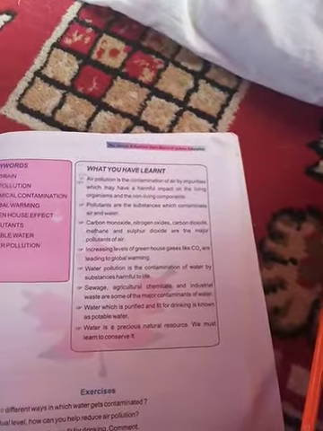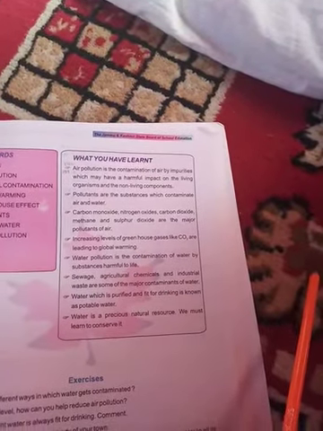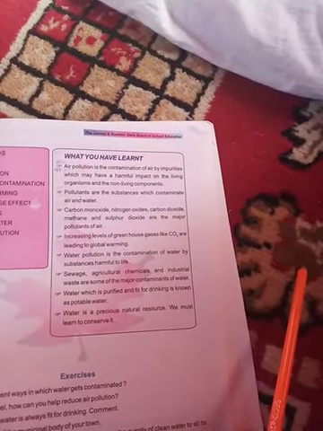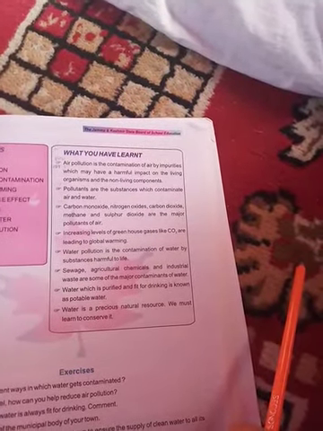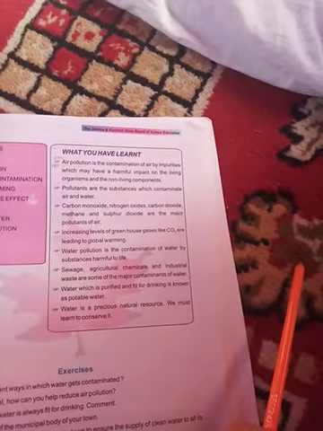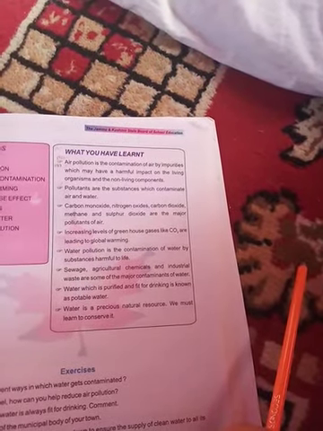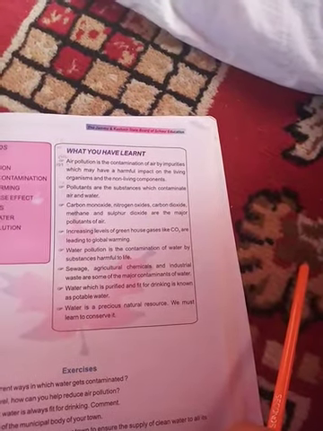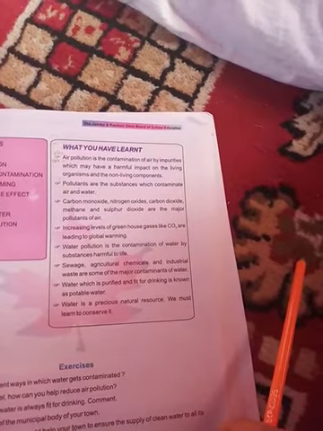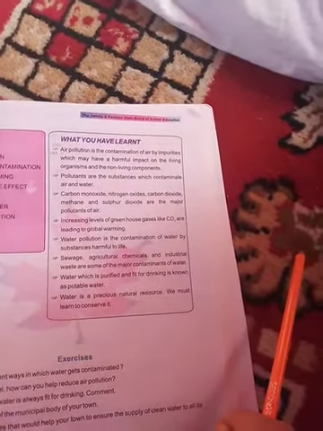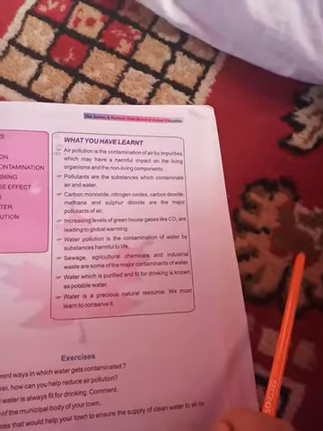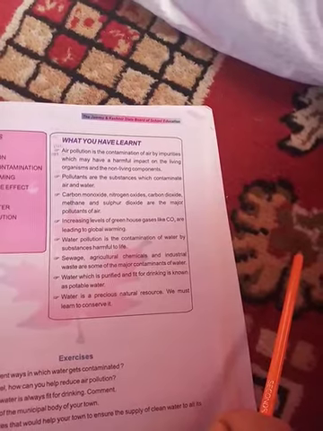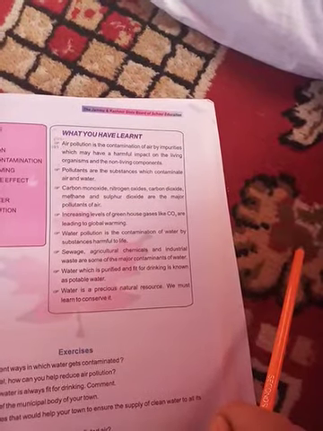in the box. The first point is: air pollution is the contamination of air by impurities which may have a harmful impact on living and non-living organisms. So air pollution, as we know, is the contamination of air by impurities, and these impurities have harmful effects on both living and non-living organisms.